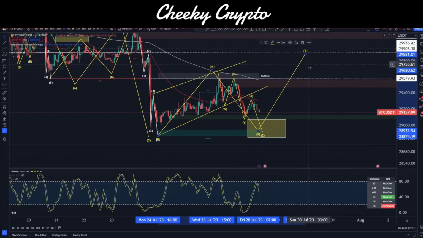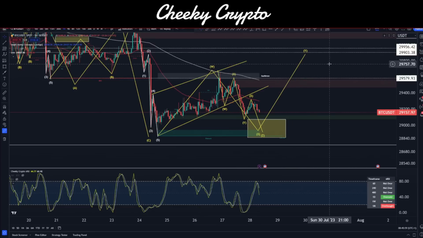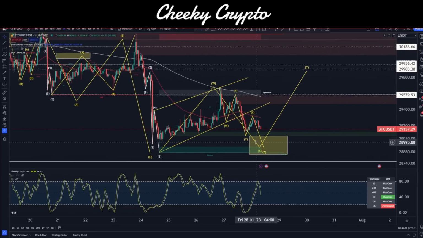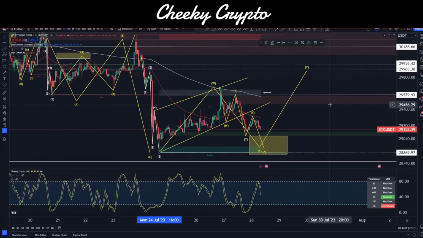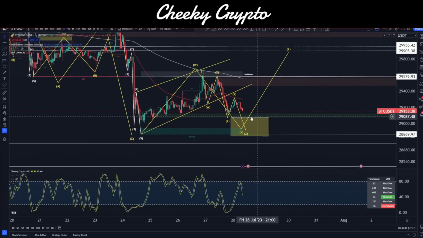So W, X, Y, and like that. Okay, we can see W, X, Y. So this corrective pattern to the downside, if it does not break this low of the 5th wave movement, which I'll go ahead and put down over here, if it doesn't break lower than 28,867, then I would expect it to move to the upside.